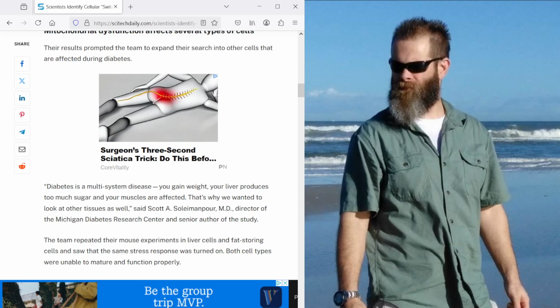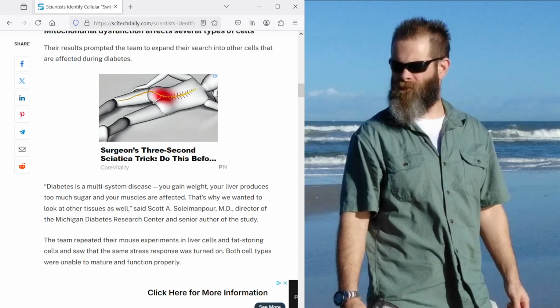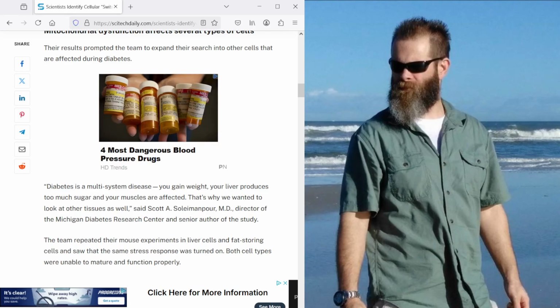What is causing the damaged mitochondria? Okay, that's something to think about. What's causing that? They found a way to reverse the damage, but again, what is causing it? Okay, you can reverse it, or they think they may be able to reverse it, but what is causing it?